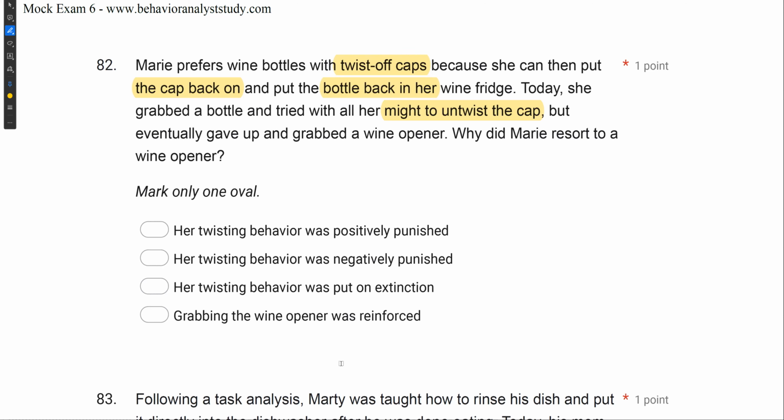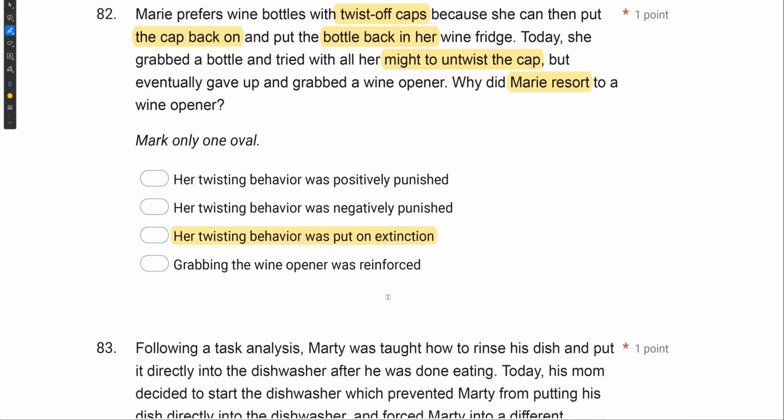And what is that called? Well, extinction. Her twisting behavior was put on extinction. Grabbing the wine opener was reinforced. Well, we're not sure what happened when she grabbed the wine opener. It's not really relevant either because the question is asking about why Marie resorted to the wine opener. So we don't care what happened when she grabbed it. We want to know why. And the reason why was her twisting behavior was put on extinction. Previously, twisting behavior received reinforcement. This time reinforcement was withheld. Behavior was put on extinction. She gave up, did something else.